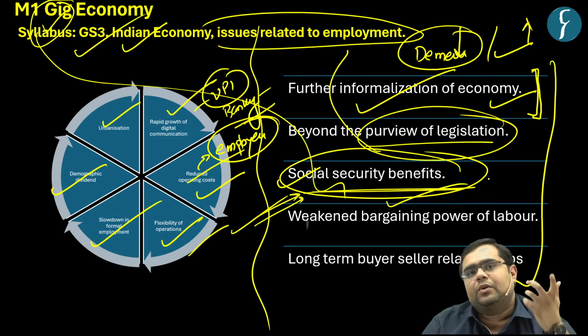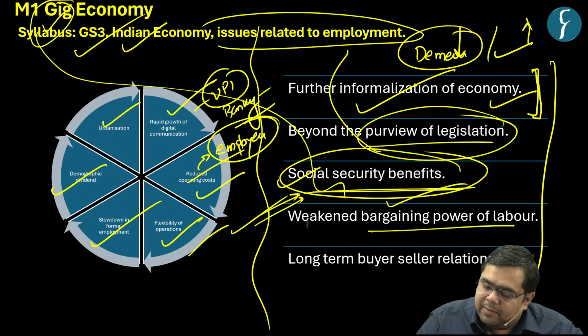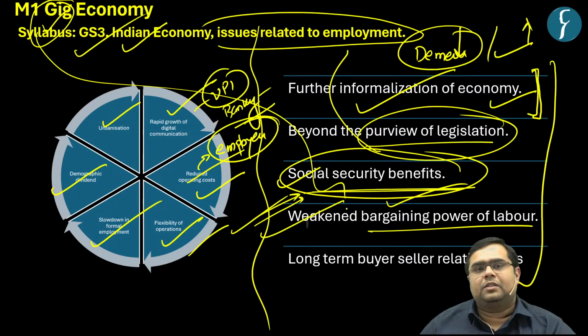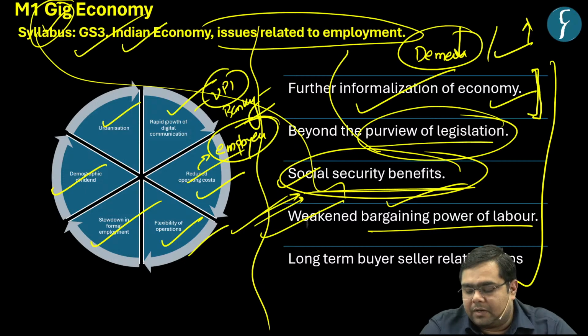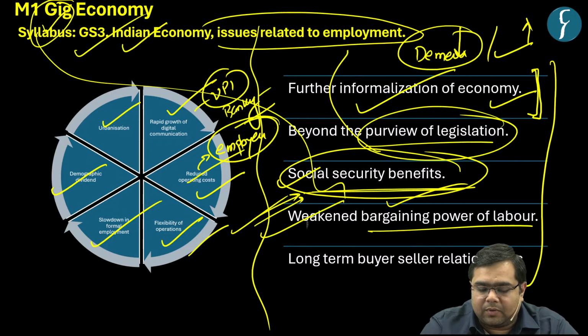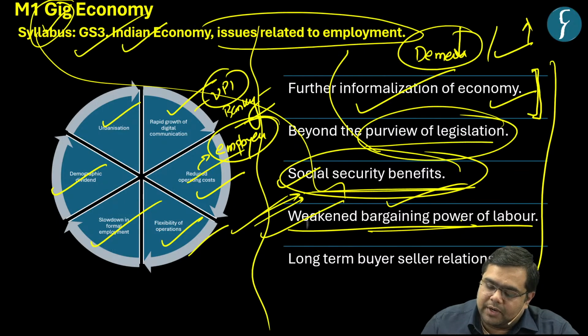So these social security benefits are not present for gig workers. Weakened bargaining power of labor. See, labor already enjoys very little or insignificant bargaining power when it comes to bargaining with the employer, but at the same time, because the economy is moving towards the gig economy, unfortunately for us, the bargaining power of labor has further declined.